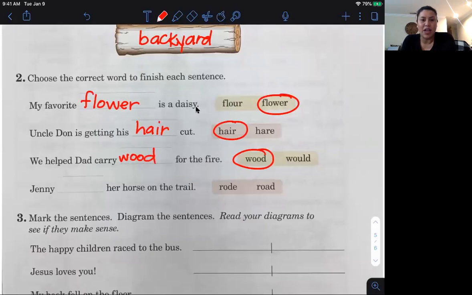And the next one, Jenny rode her horse on the trail. Now, road, like the street, the road that you drive on or ride on, or rode, like I'm going to ride something. Rode, like you're riding a horse. Good job.